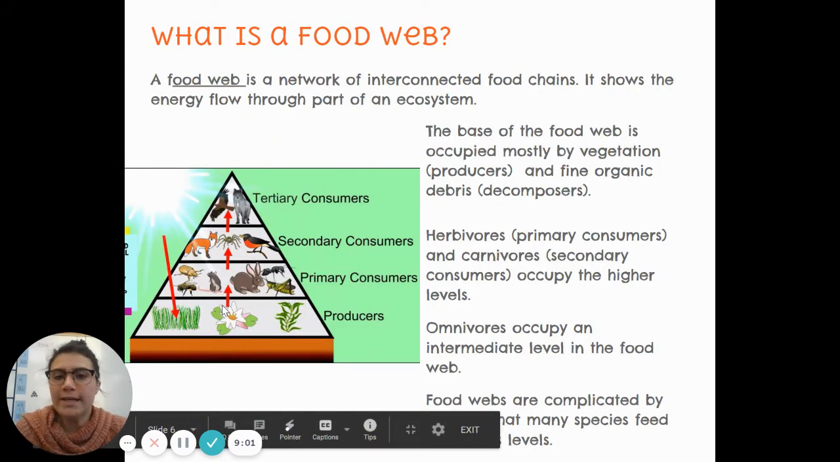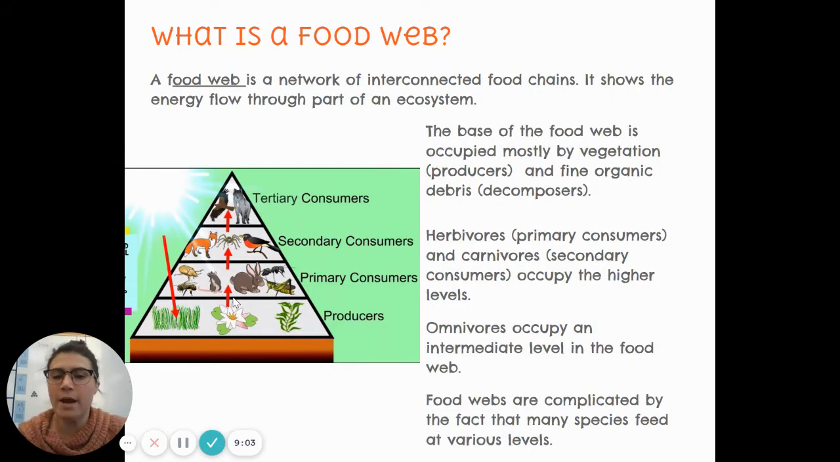Okay, what is a food web? It's a network of interconnected food chains, so it's multiple food chains put together. Let's say that a rabbit eats grass and then a fox eats the rabbit. That is a food chain, but a food web is multiple food chains put into one.